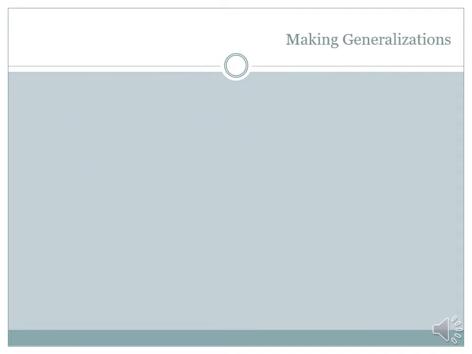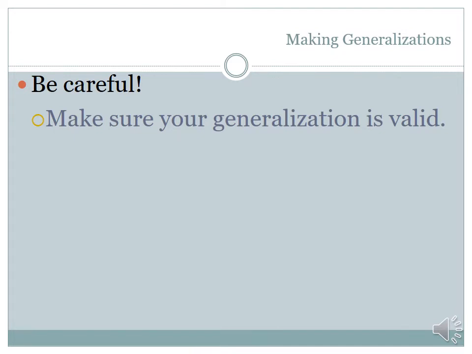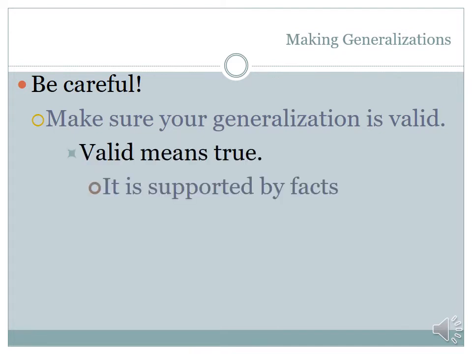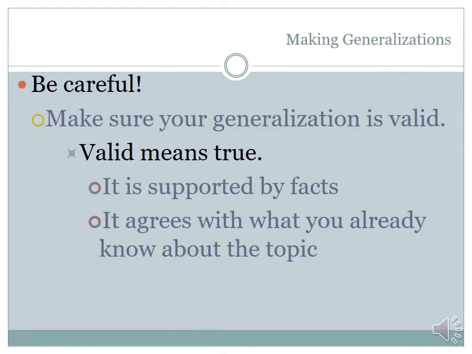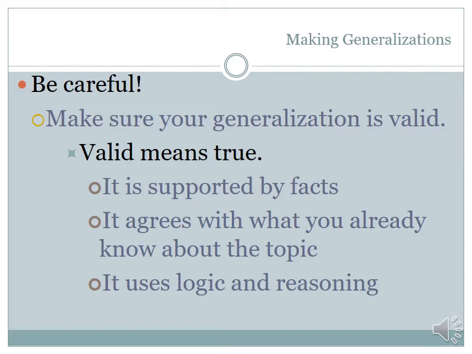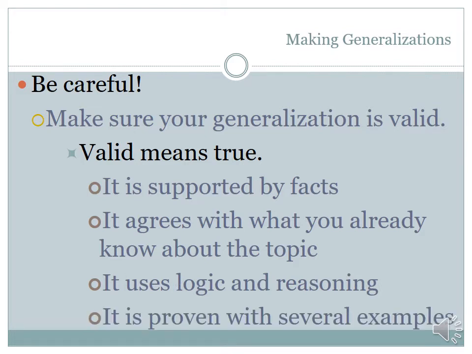So when making generalizations, we need to be careful. Make sure your generalization is valid. Valid means true. It is supported by facts. It agrees with what you already know about the topic. It uses logic and reasoning. And it is proven with several examples. So when making generalizations, we need to validate it first, which means it is true.